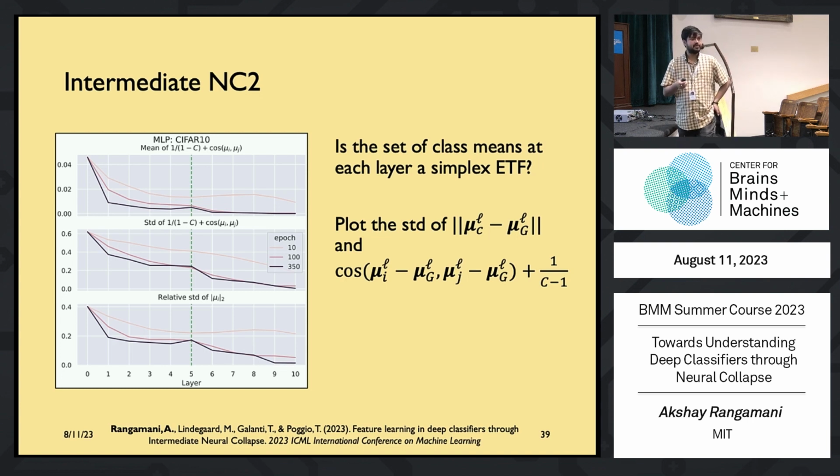So yeah, in all of these plots, I'm using the green line here to mark where the within class covariance is smaller than the between class covariance. Okay, so yeah, you see this simplex ETF structure also emerging much earlier than the last layer.